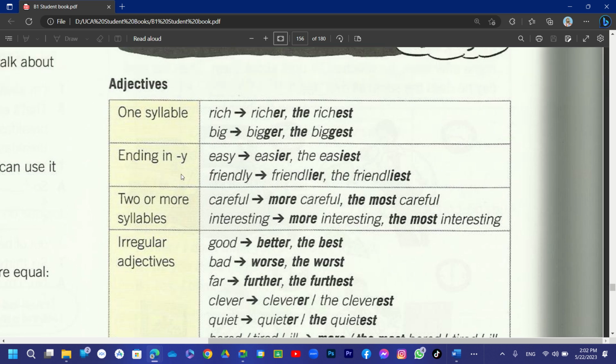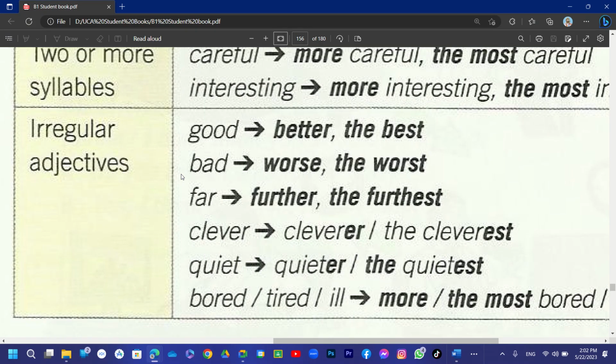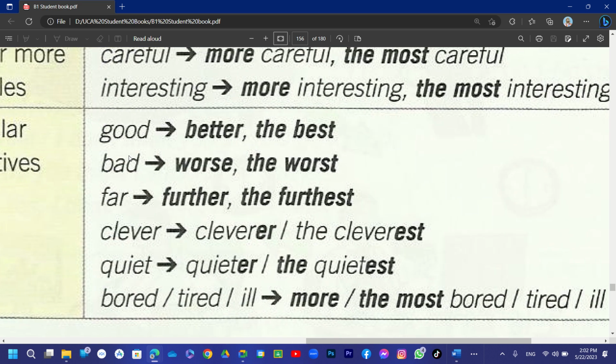But some of these adjectives are called irregular adjectives. It means they do not follow the rules. For example, good is actually a one-syllable adjective, so it's supposed to take -er and become gooder, but we don't have gooder. So we have to say good changes to better and then goes on to become the best. Bad, worse, the worst; far, further, the furthest, or farther and the farthest with a little difference in meaning.